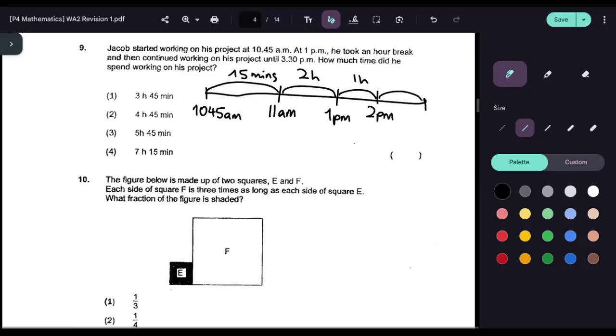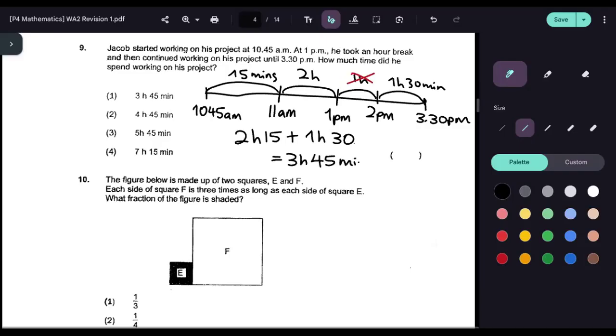2 p.m. and then 1 hour 30 minutes, because he stopped at 3:30 p.m. So the break doesn't count into the hours. So for this one, it will be just 2 hours 15 minutes plus 1 hour 30 minutes, which will give us 3 hours and 45 minutes. Answer will be 1.